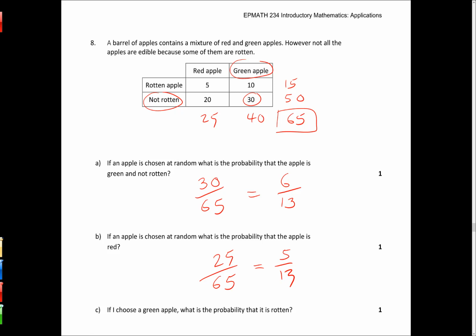Part C says if I choose a green apple, okay, what's the probability that's rotten? So we're told that I'm choosing a green apple, and there's only 40 green apples. So it's out of 40. How many of those 40 green apples were rotten? 10 of them. 10 on 40. That's an easy simplification. Divide top and bottom by 10. The answer's a quarter.